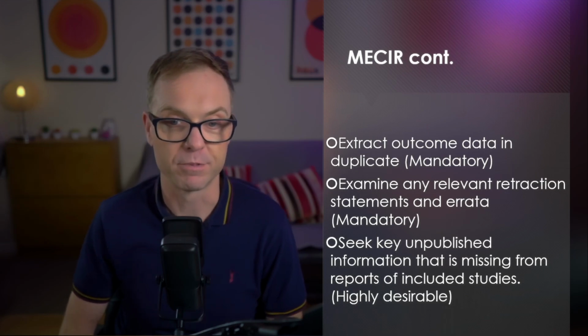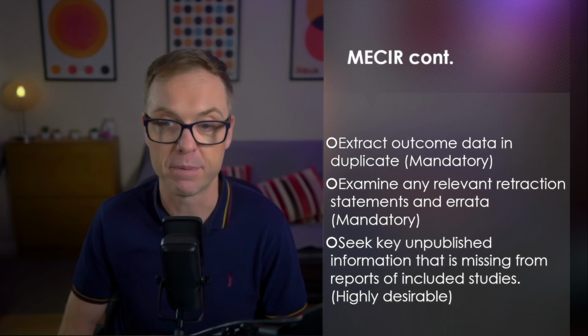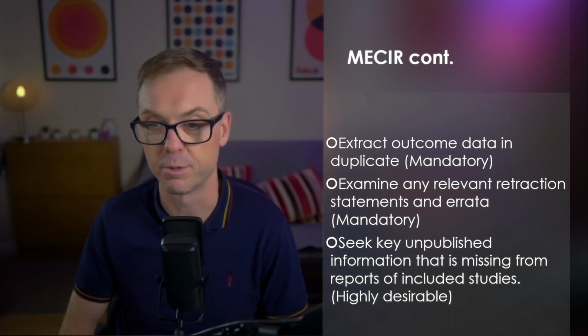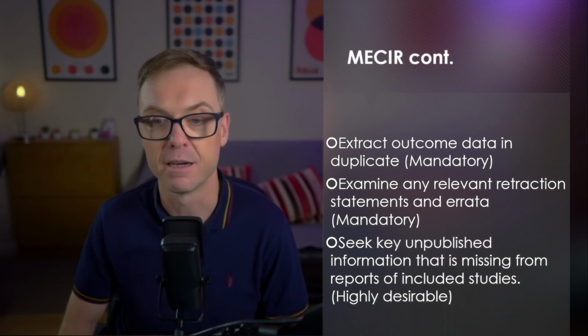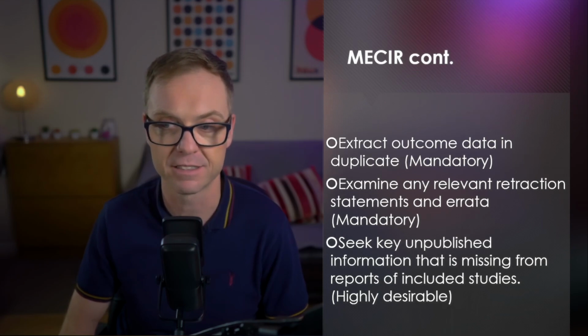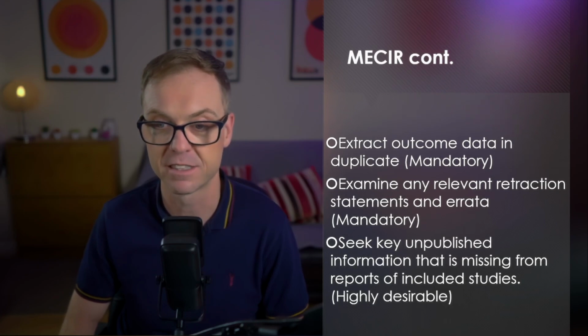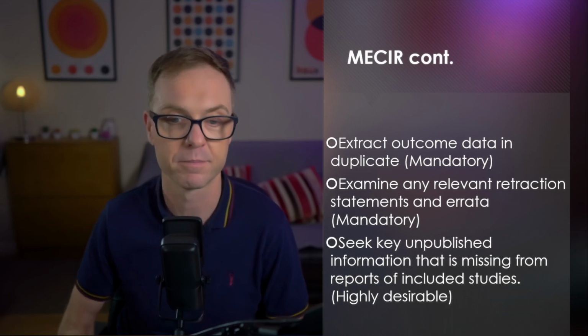C49 on obtaining unpublished data. It's highly desirable to seek unpublished information that's missing from reports of included studies. Contacting study authors to obtain or confirm data makes the review more complete and potentially enhances the precision and reduces the impact of reporting biases. Missing information includes details to inform risk of bias assessments, details of interventions and outcomes, and study results, including breakdown of the results by important subgroups.